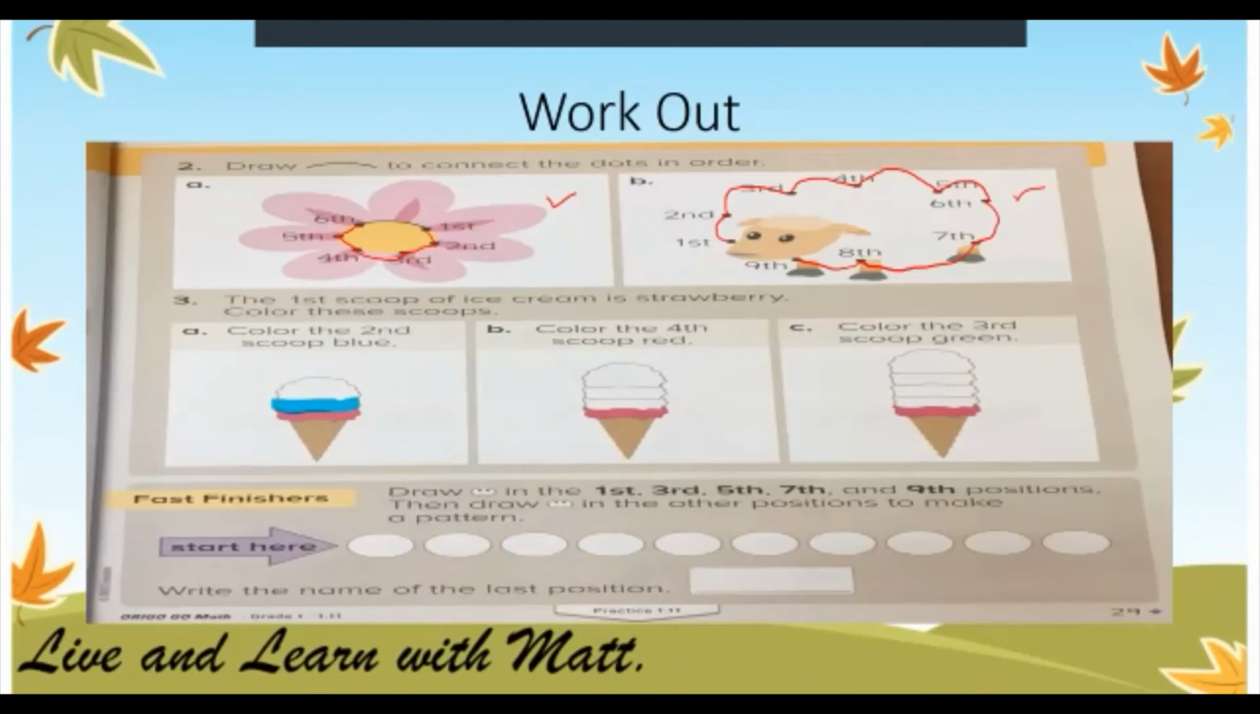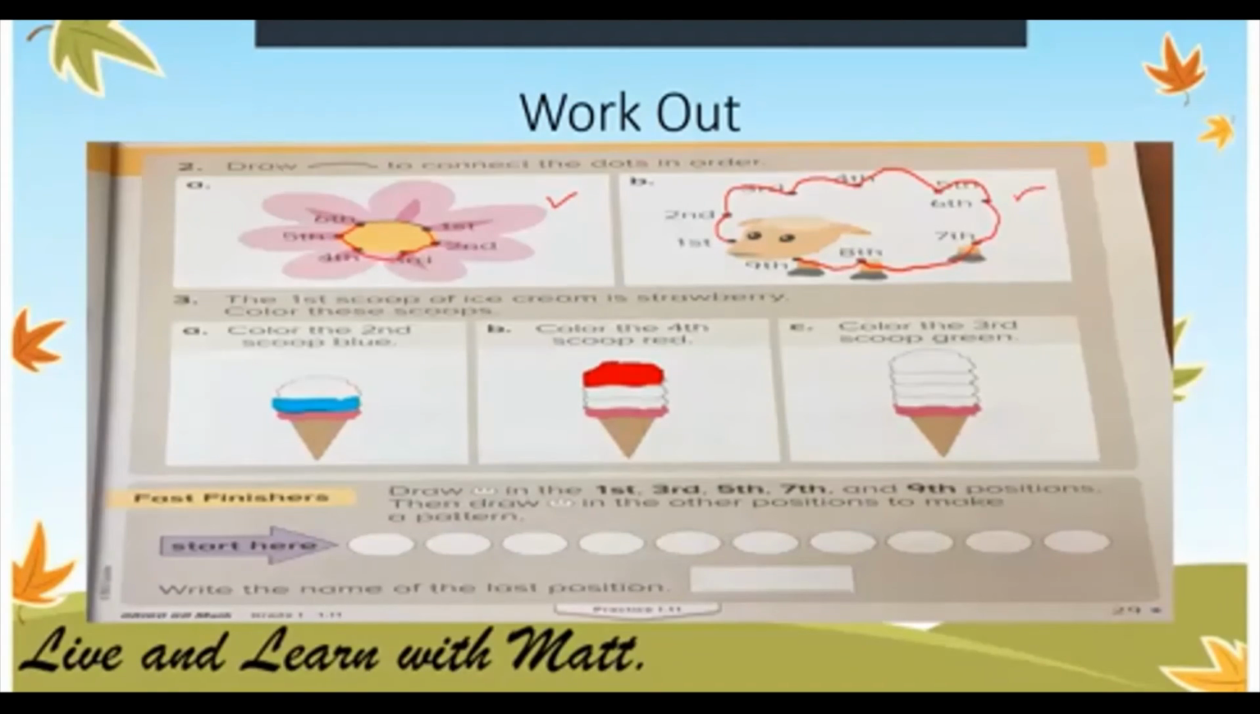There you go, part A. Now part B, color the fourth scoop red. There you have it. Now part C, color the third scoop green.